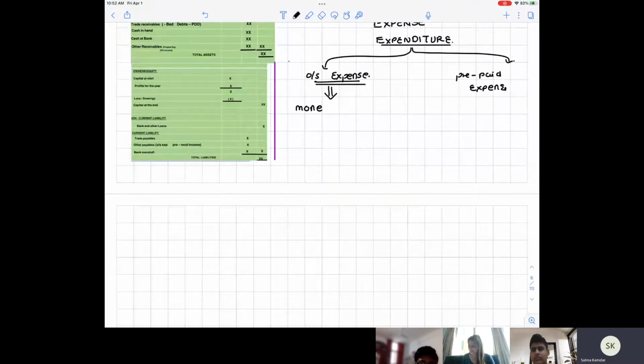What does it mean? Money or amounts yet to be paid. Right? So anything you still have to pay, what are they called? Outstanding expense. Liabilities. And liabilities have what balance? Credit balance. Liabilities have credit balance. Very good.